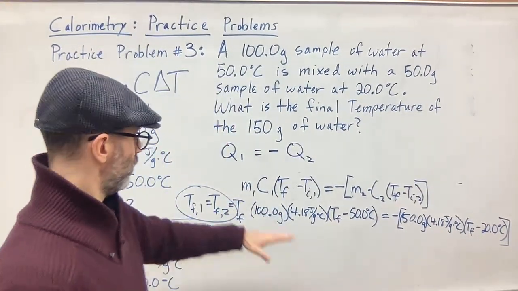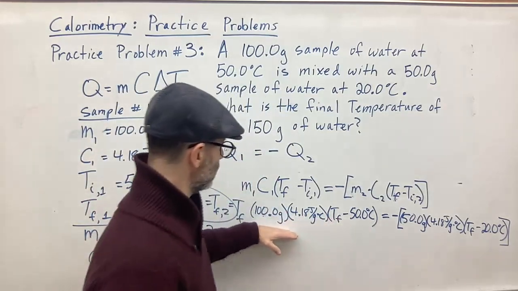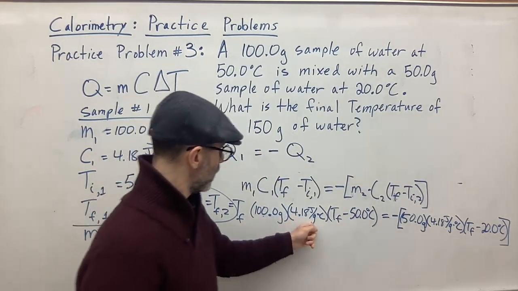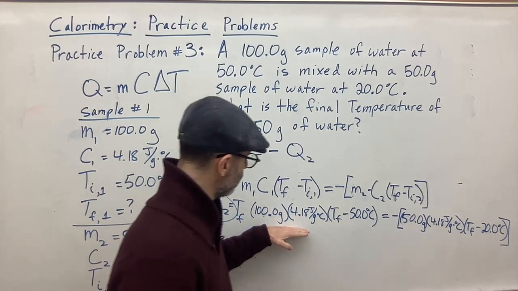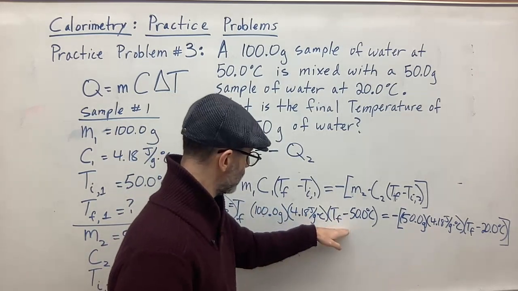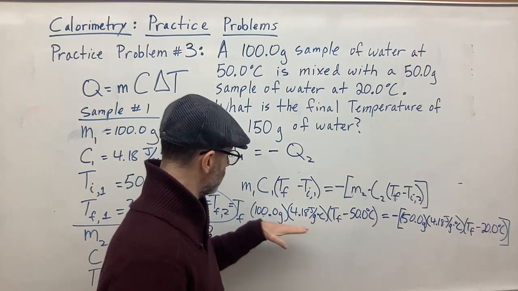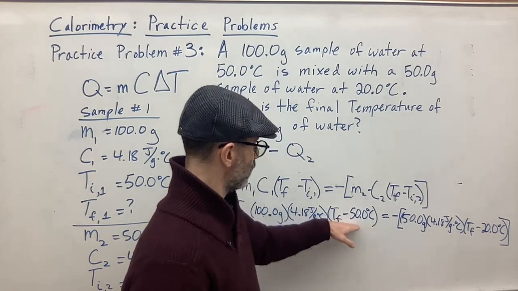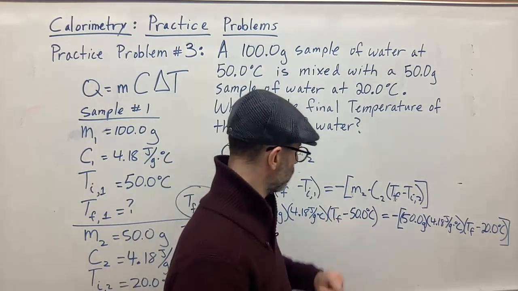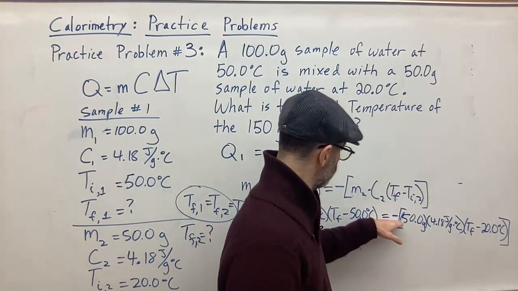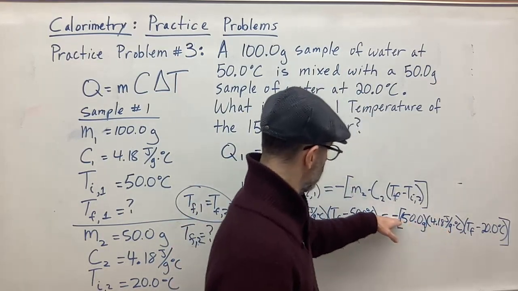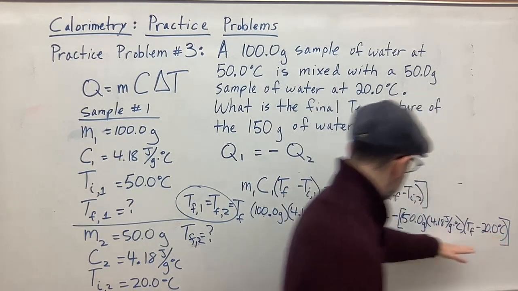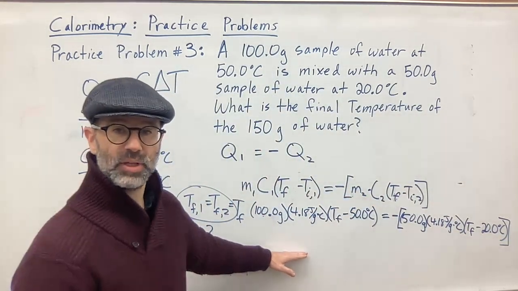So now we have our equation. This is equal to the negative of this. And so all you're going to need to do is multiply these together, distribute this to both the TF and the minus 50 degrees, and then on the other side, distribute the negative number to TF and the minus 20. And then when you do all of that, you can solve for TF.